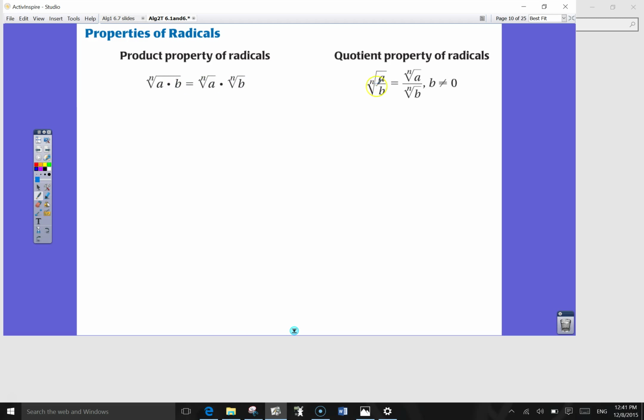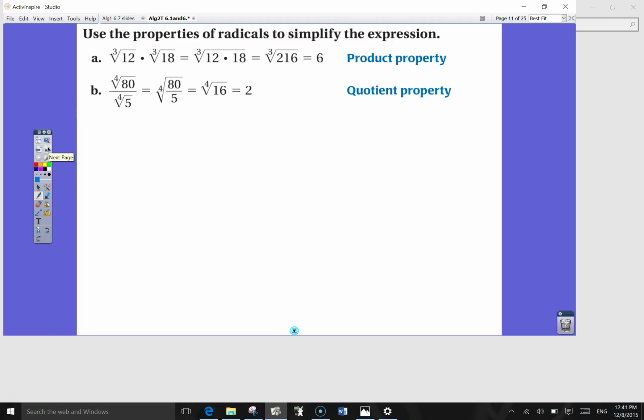Or you could take the radical of a quotient and make it the quotient of radicals. Just split it up. And we might go both directions on that. Remember, this b does not equal 0 is because we don't want to divide by 0. That's a domain statement. We should be that familiar with domains now.